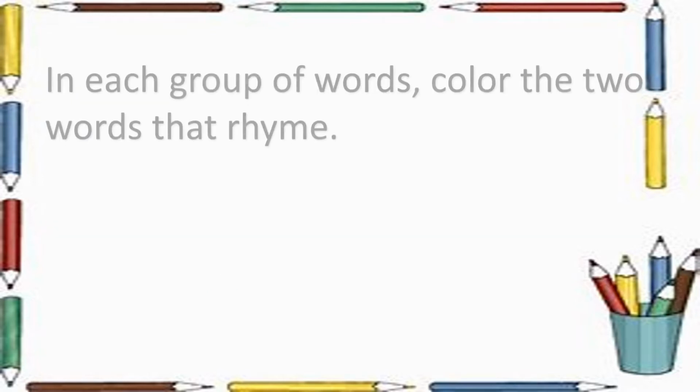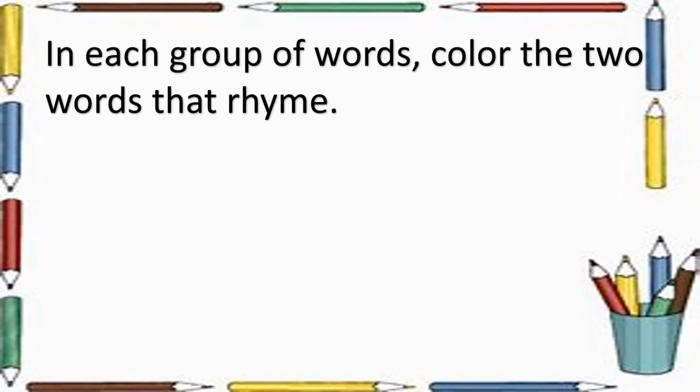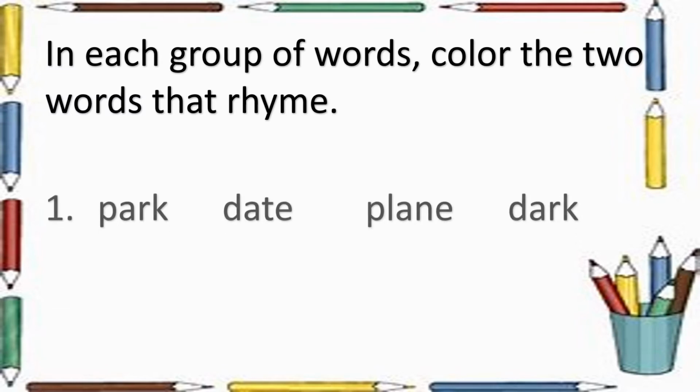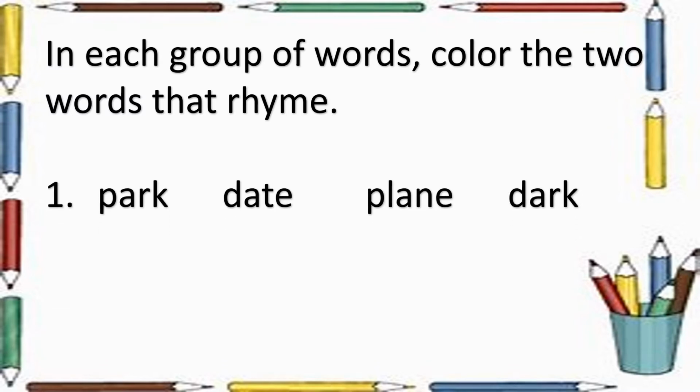Very good. So now, before we hit our target, I am going to test your understanding regarding rhyming words. This time we are still going to identify, not yet recognize, because this is still part of our review. In each group of words, color the two words that rhyme. I'm going to present to you a set of words. Here we have park, date, plain, dark.